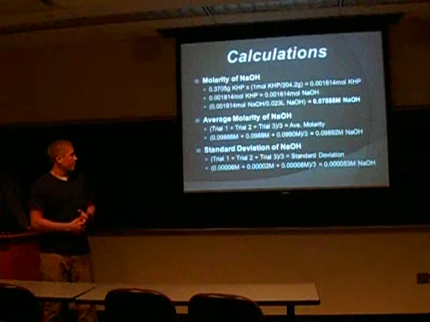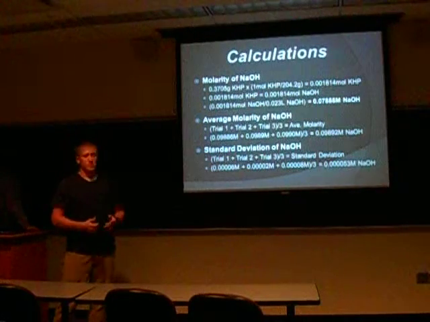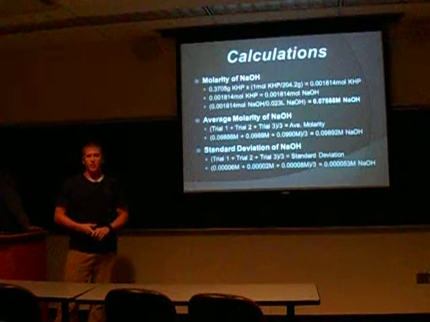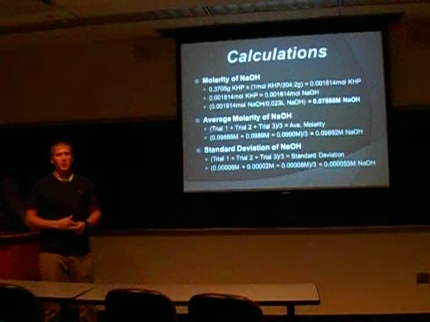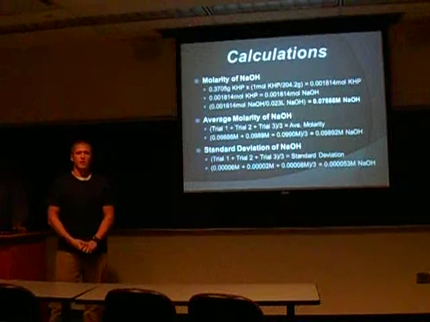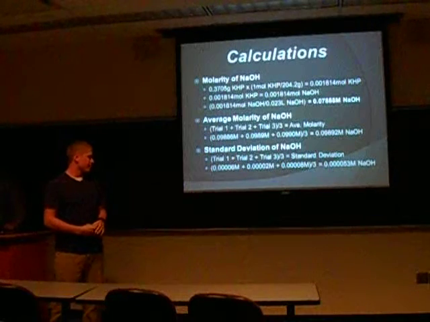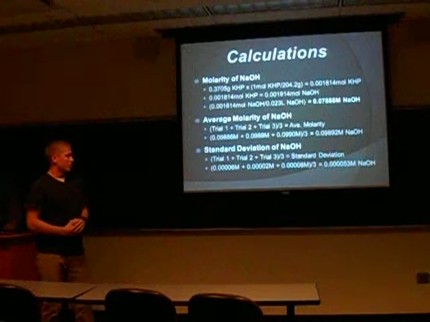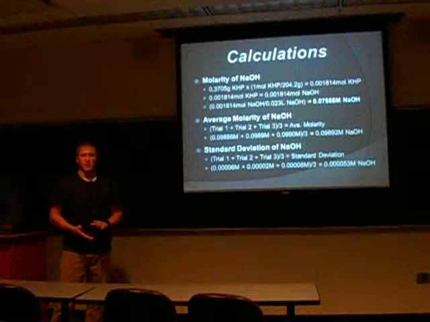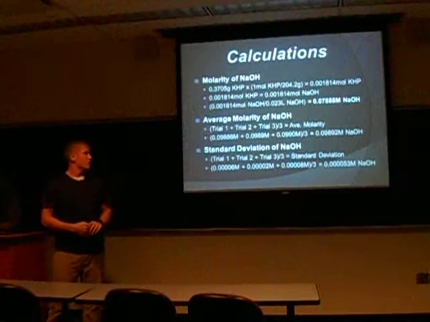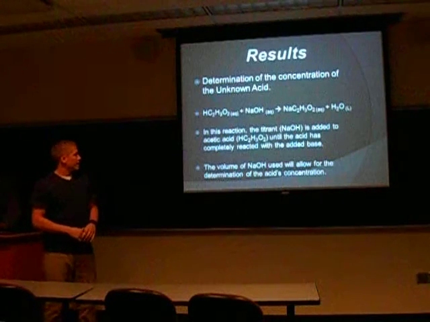And the average molarity can easily be found once you find the molarity of the 3 trials. We just added up the molarity we got for the 3 trials and divided by 3. And that gave us our average molarity, which we ended up using in the next part of the experiment. And the standard deviation was also simply found. It was just the difference between the average molarity and the molarity we got for each one of the trials. And we found that average as well.